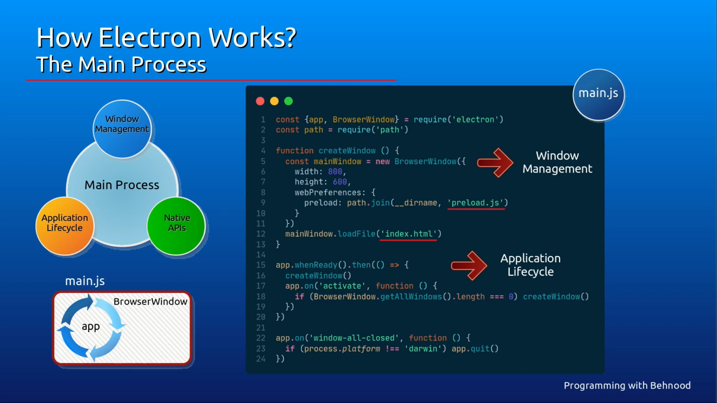In order to implement the main process in Electron, we need to have a JavaScript file in our application structure named main.js. The primary purpose of the main process is to create and manage application windows with the browser window module. And by the way, this is a typical main.js code, so we can see what's going on in there.